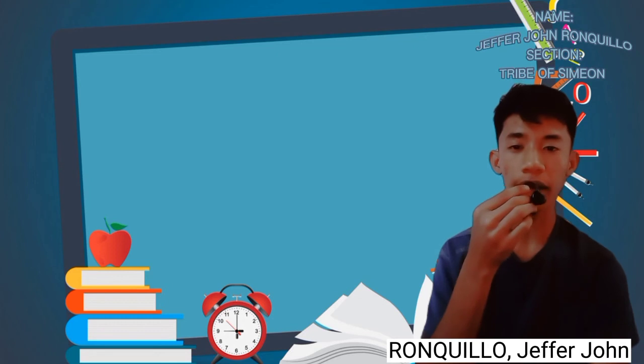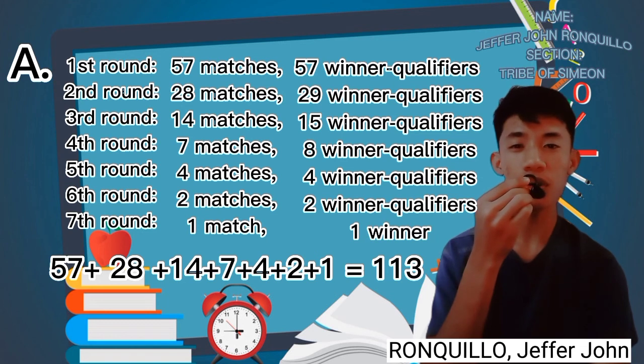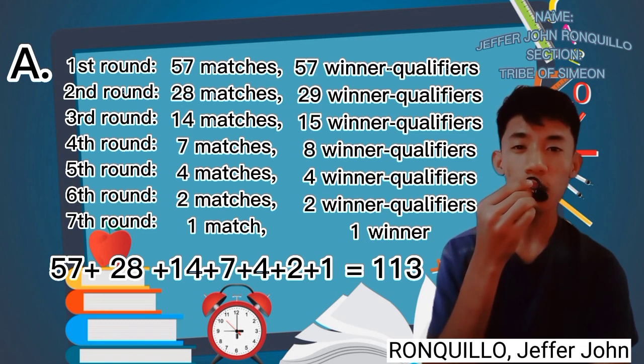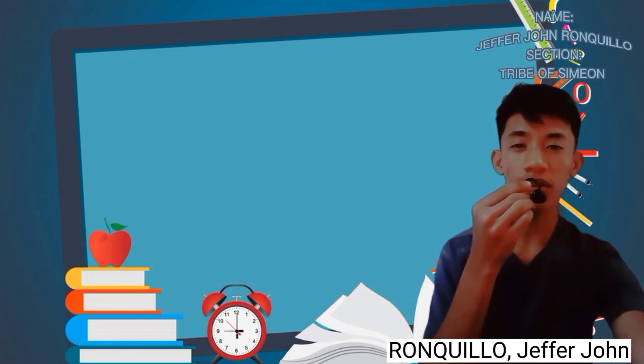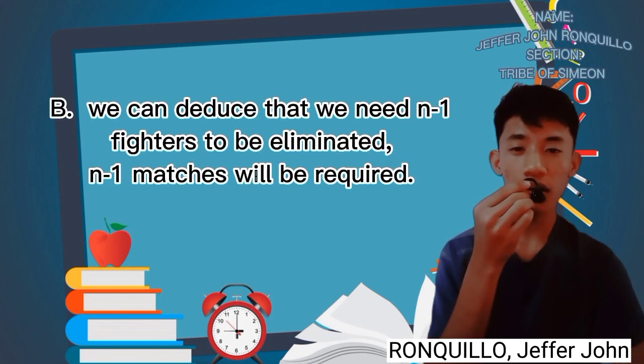The answer of question A. From the matches from first round to the last round, 57 plus 28 plus 14 plus 7 plus 4 plus 2 plus 1 equals 113. 113 matches are held in all to declare one winner in the tournament. Or to eliminate 113 fighters, we need 113 matches, where 113 equals 114 minus 1. The answer of question B. Using this information, we can deduce that to declare a winner we need n minus 1 fighters to be eliminated and n minus 1 matches will be required.